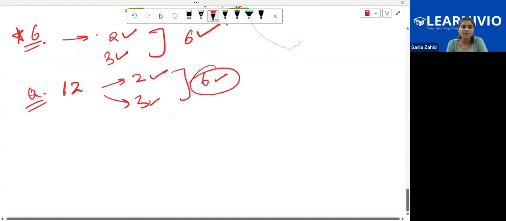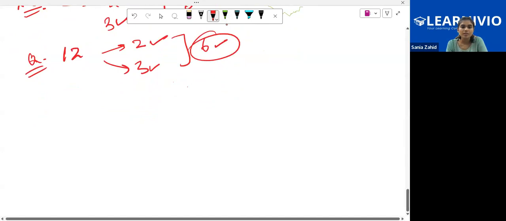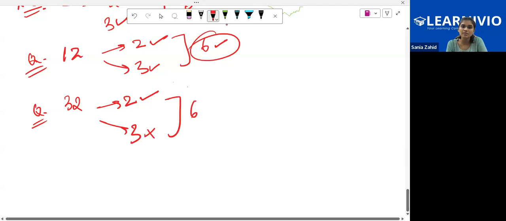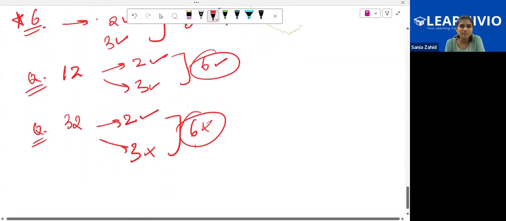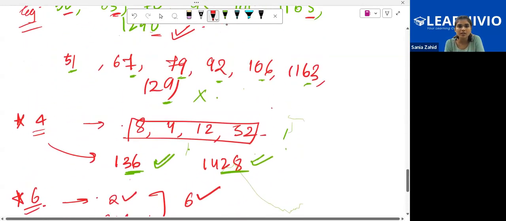If I say 32, is the number divisible by 2? Yes. By 3? No. So by 6? No. The number should be divisible by both 2 as well as 3.